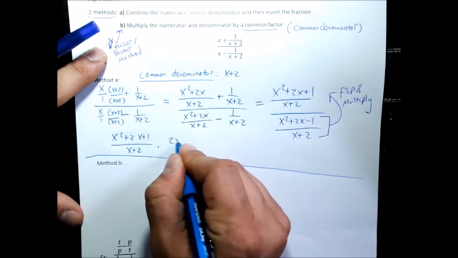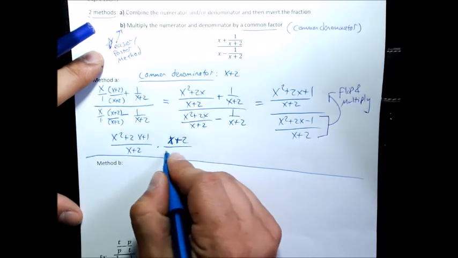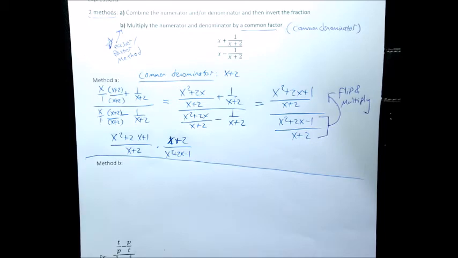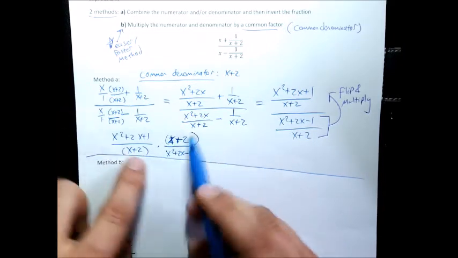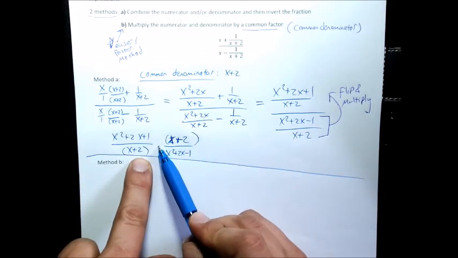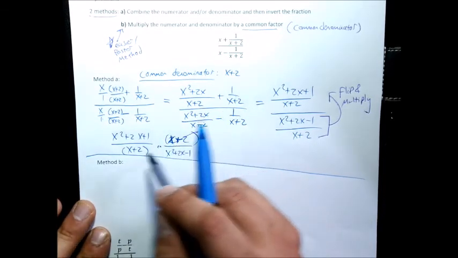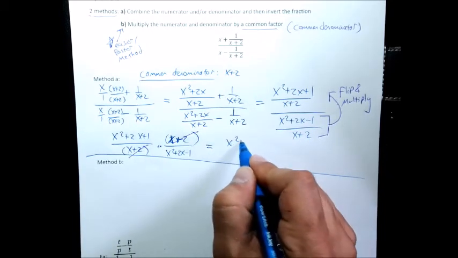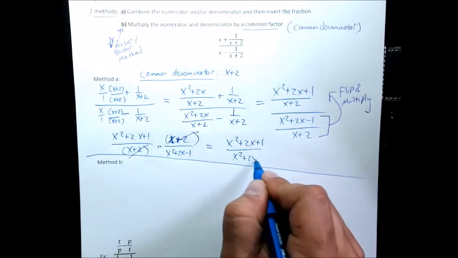I flip the bottom. Whoops, that should be x plus 2, x squared plus 2x minus 1. I flipped the bottom, and I'm multiplying it by the top now. And then we can cancel the x plus 2's, because they have the same thing, right? We've got the x plus 2's here. They're being multiplied, so we can cancel. And so we'll just cancel out that x plus 2 and that x plus 2. And we get our final answer, x squared plus 2x plus 1 over x squared plus 2x minus 1.